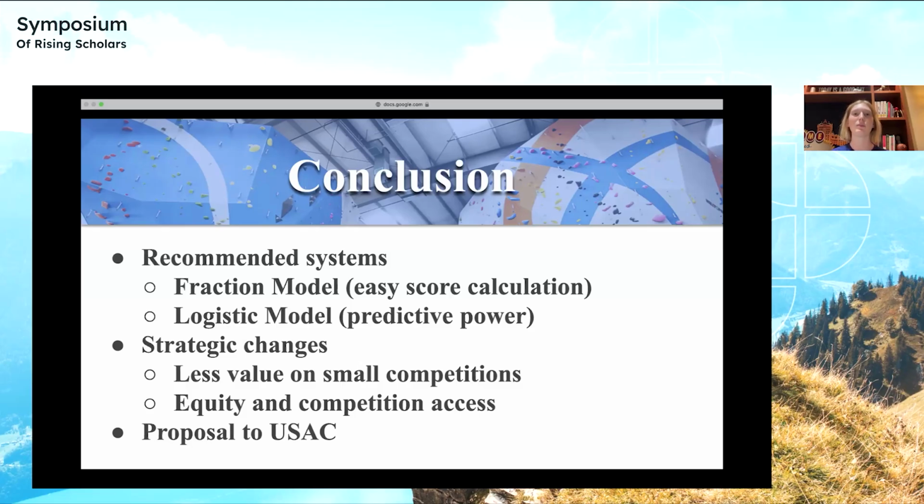By changing this, we've made the ranking system a lot more equitable for a lot of different climbers from different economic backgrounds so that everyone can have a chance of qualifying for regionals. In the future, I'm going to take this system to USAC and present my findings in hopes that they might possibly consider changing their system to adopt a lot of these different ranking systems and improve their accuracy and also make the ranking systems more equitable.